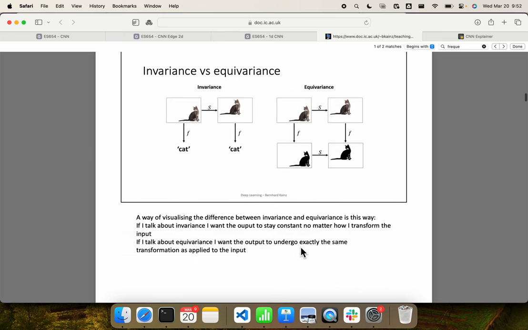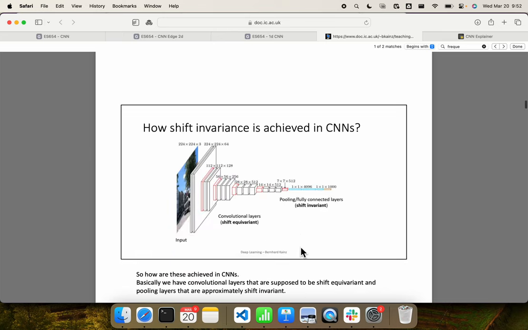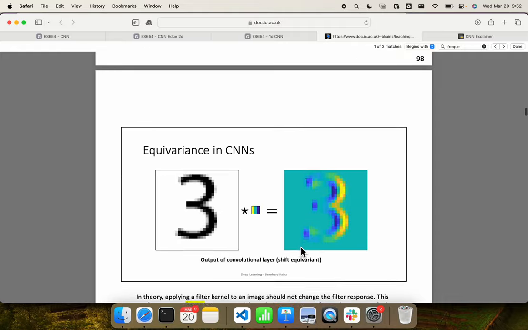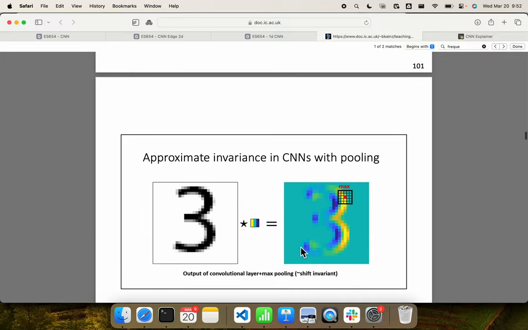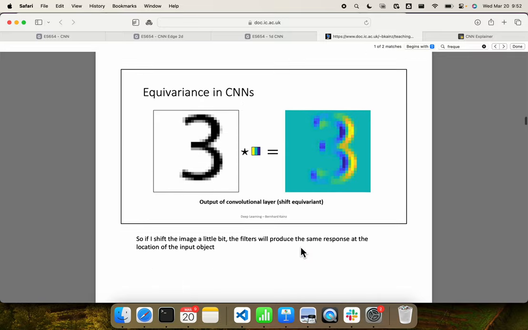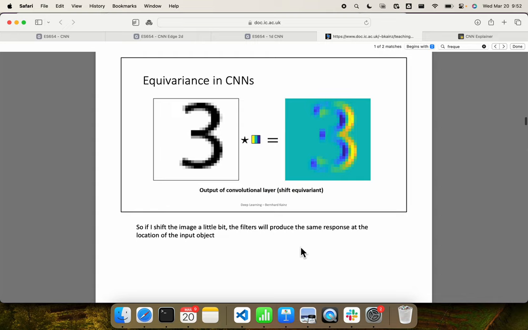And this article nicely talks about how shift invariance is achieved approximately via max pooling, and how equivariance is achieved by the convolution operation. This is only if you are very interested in the subject. I will not discuss the details. This is advanced stuff, and I won't ask questions on this specific thing. But if you're interested in knowing more, you should definitely read this article. I'll link this up on the class website.